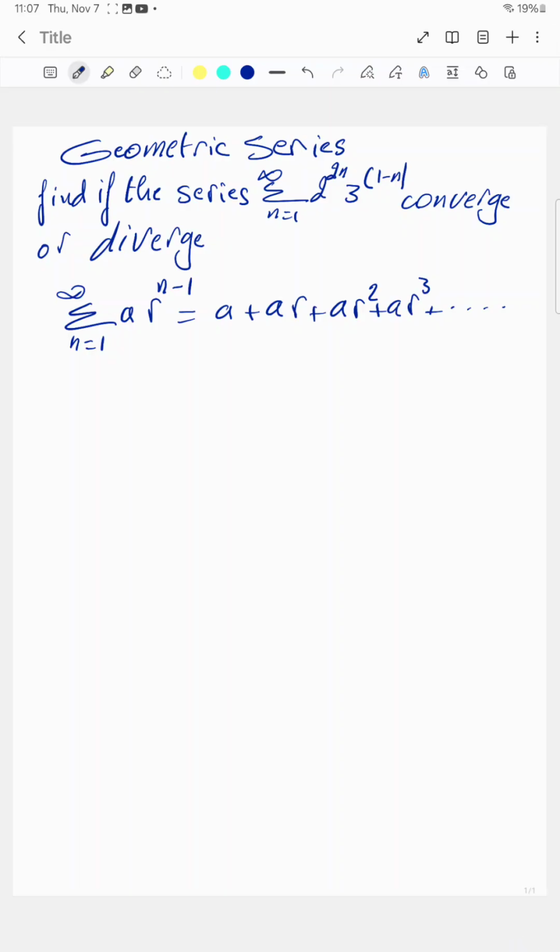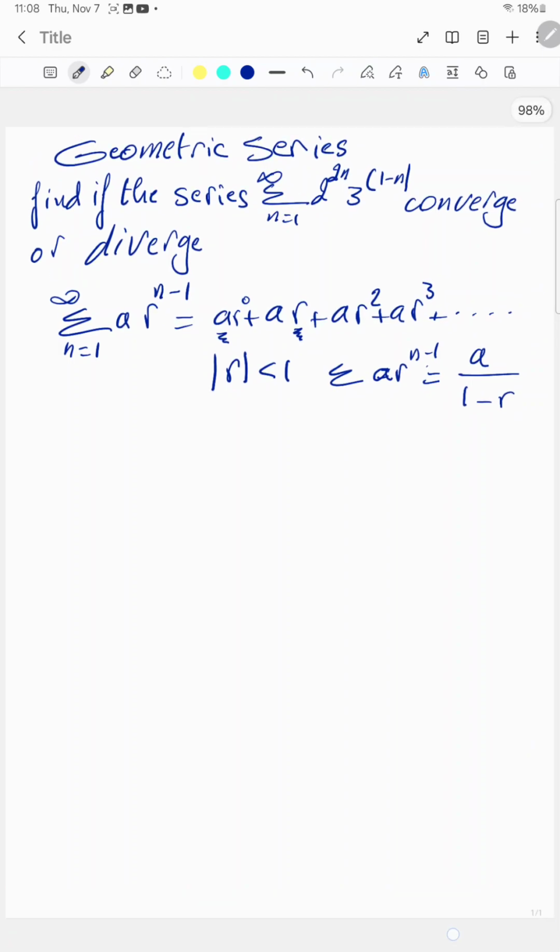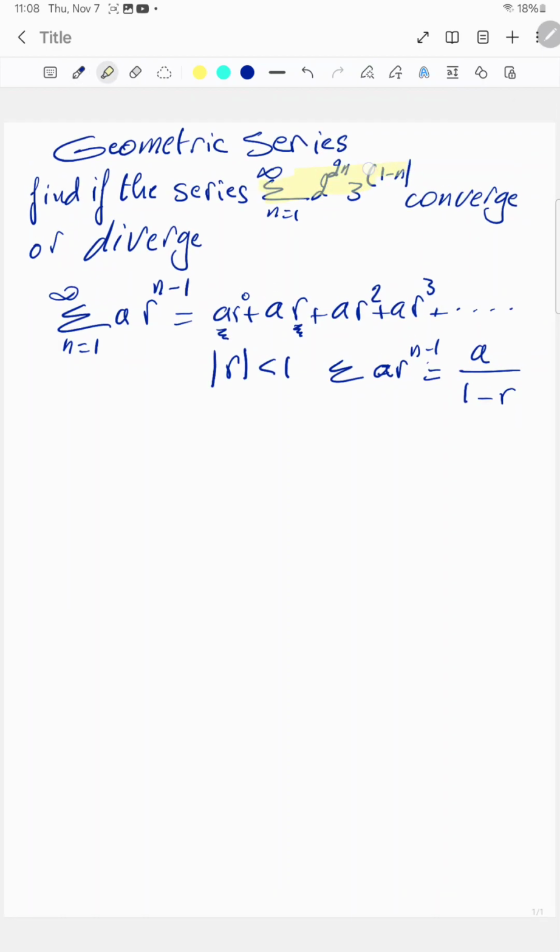the geometric series converges if the absolute value of r is less than 1, and the sum of that series would be equal to a divided by 1 minus r. So a is the first term and r is what I multiply by every time. If you want, r to the power of 0 is 1, and 1 times a is a.